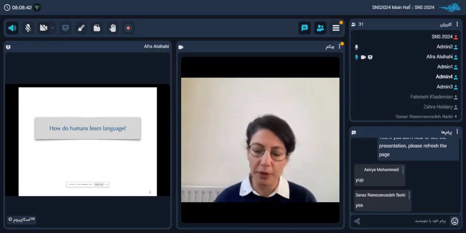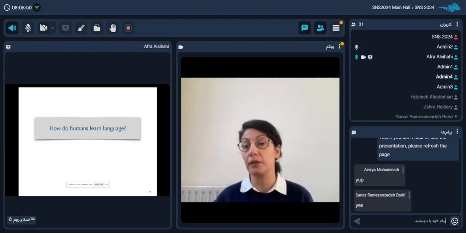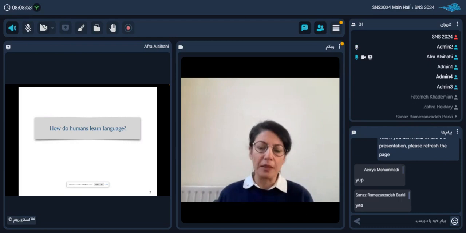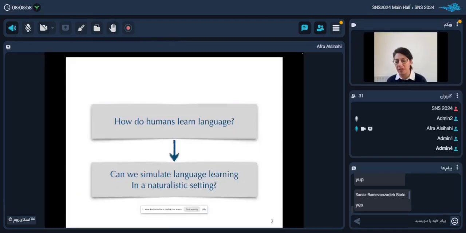Now, coming from a computer science background, my methodology of choice would be to try to simulate this process and see what we learn during this simulation. So, trying to study the environment in which a child learns language and see if we can simulate language learning in an experimental environment which is as close to the naturalistic setting as we potentially can. Of course, when we do modeling, we are always simplifying things, but we are going to see how far we can go, right? That's the ultimate goal.